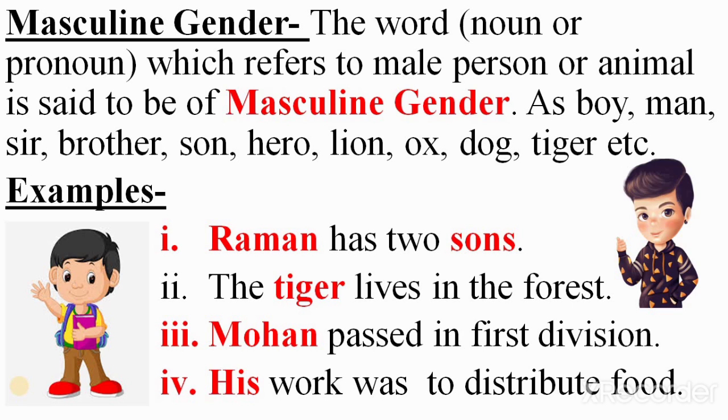In these sentences, the words Raman, sons, tiger, Mohan, all nouns indicate male person or animal. Similarly, the word his indicates male person. So, these words are said to be of masculine gender. The next is feminine gender.